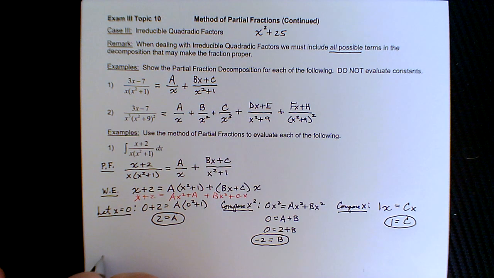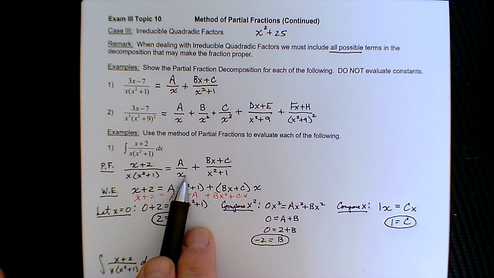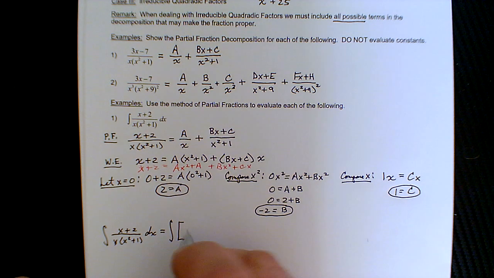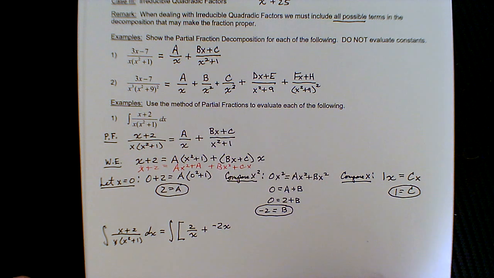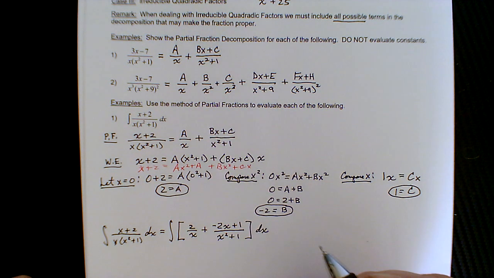Okay, so now this original integral, the integral of x plus 2 over x times x squared plus 1, is now equal to, by the partial fraction decomposition, replacing a, b, and c respectively by the values we found: 2 over x, and then plus bx, b was negative 2, so minus 2x, plus c, plus 1, over x squared plus 1. And that's all with respect to x.